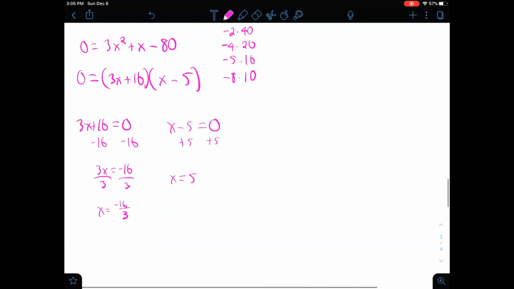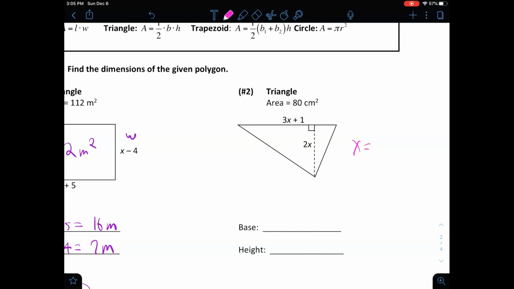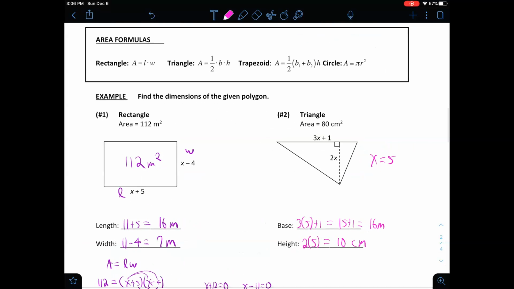Now, which one are we going to use, do you think? Well, we're talking about a distance again, so it doesn't make sense to have a negative 16 thirds distance, so we're going to use x equals 5. So let's go back up to the top over here. So x equals 5. And so the base was 3x plus 1, so 3 times 5 plus 1 equals 15 plus 1 equals 16 centimeters. And the height is 2 times x, which is 5, so 2 times 5, which equals 10. And there we go. That's our answers.